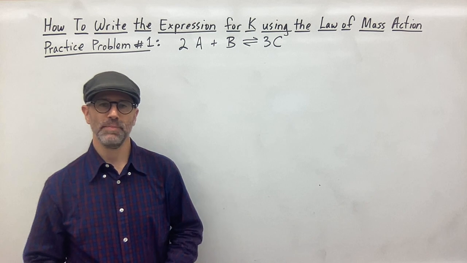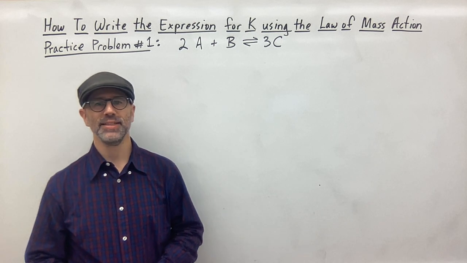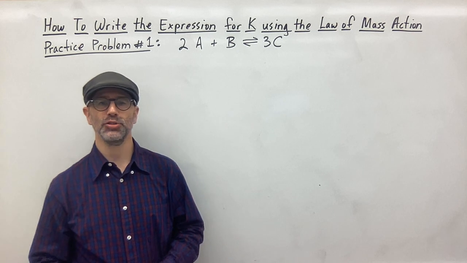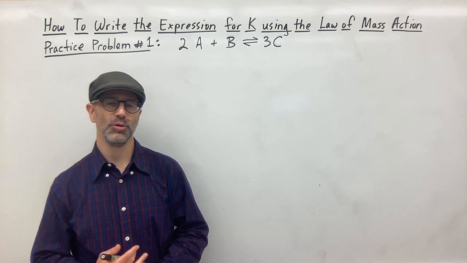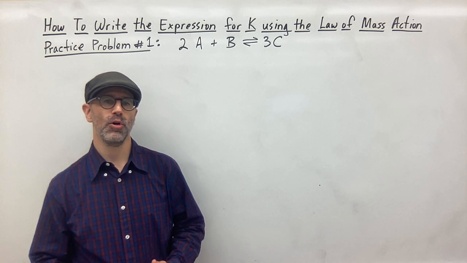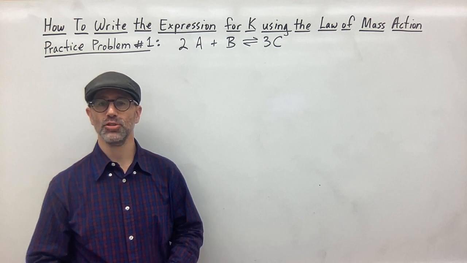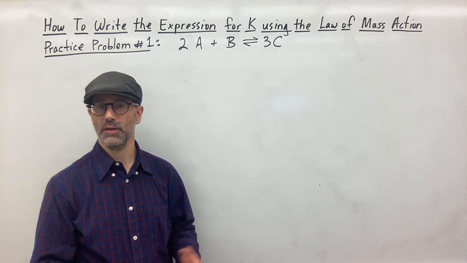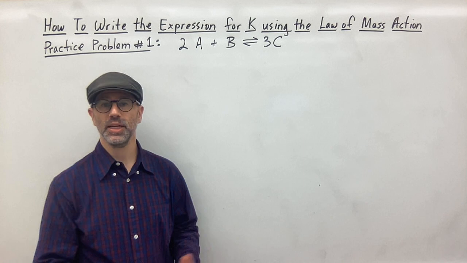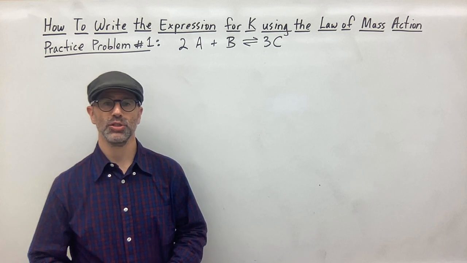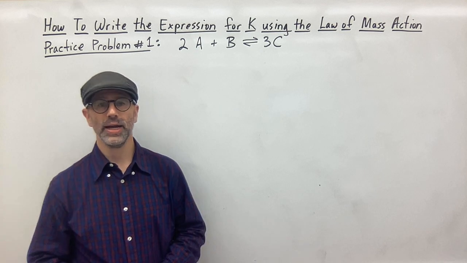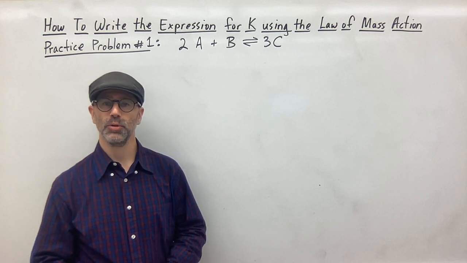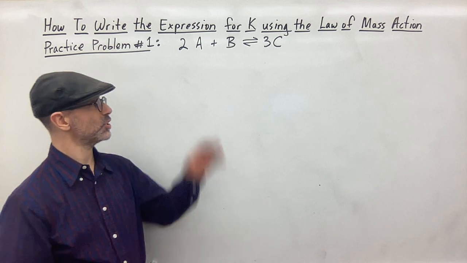So first of all, what is the law of mass action? Simply put, the law of mass action says that the equilibrium constant is going to depend on the concentrations of your products and your reactants. And so the expression for your equilibrium constant is written in terms of molarities or concentrations, or if you have pressures, it's going to be in atmospheres. So it could be in pressure as well. And so I'm going to show you how to write the expression for your equilibrium constant using this equation right here.